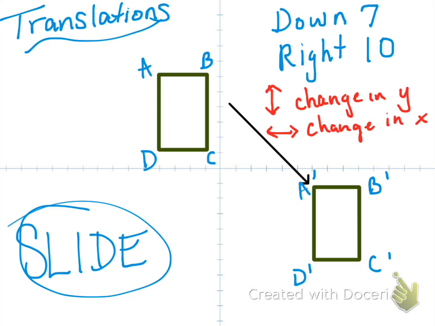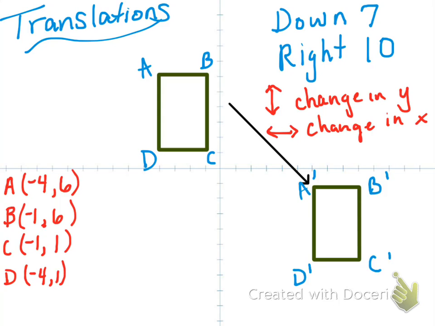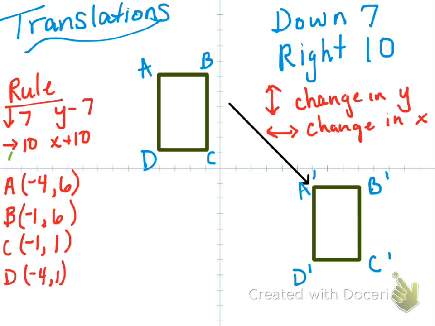When we translate something up or down, that's going to change the Y value. When you translate it left and right, that's going to change the X value. So here is how to figure out the rule for this particular translation. Here are all the points. So A is -4, 6, etc. If we go down 7, that means we're going to change the Y value by subtracting 7. And when we go right 10, we change the X value by adding 10. So we can write our rule like this: X plus 10, Y minus 7.